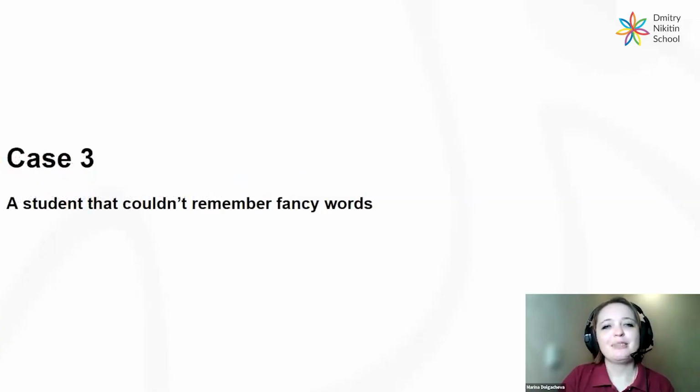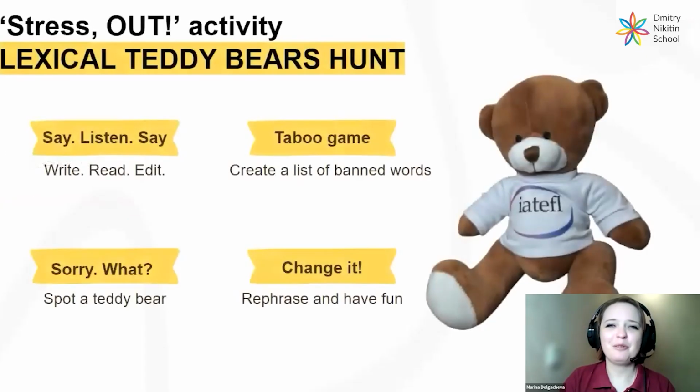And finally, one more case, like the third one. It's about a student that couldn't remember fancy words. By fancy words, I just mean some advanced vocabulary. She was good at saying, okay, I like this book because it's interesting, or it's a nice one, or it's a good one. But she knew different ways of wording that. And I believe this is true for many of the students, that there are some words or some structures that they feel safe with. There is a name for those kinds of words and structures. They're called lexical teddy bears.